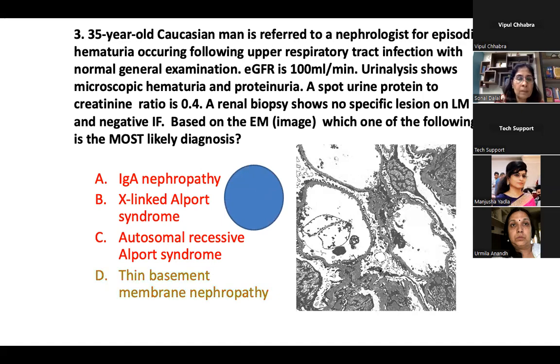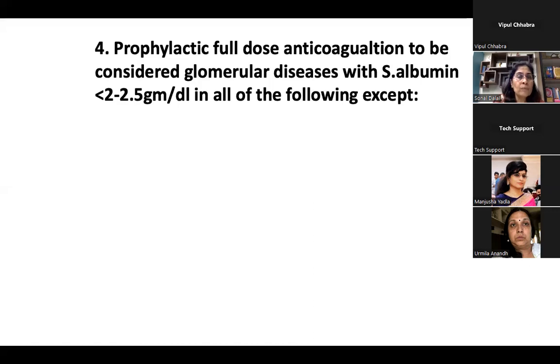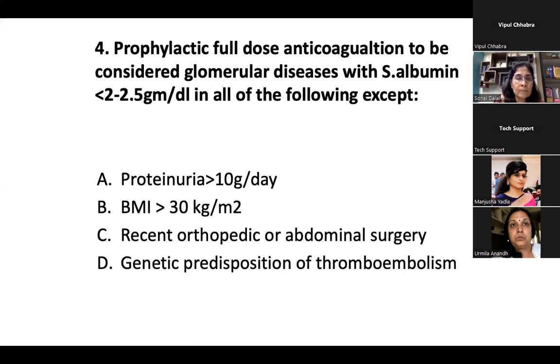Time up. The correct answer is thin basement membrane disease, as you can see in this image. Question number 4. Prophylactic full dose anticoagulation is to be considered in glomerular diseases with serum albumin less than 2 to 2.5 in all of the following patients except option A, where the proteinuria is more than 10 grams per day. Option B, when there is a BMI of more than 30 kg per meter square. Option C, when there is a recent orthopedic or abdominal surgery, or in patients who have genetic predisposition of thromboembolism. Your time starts now.